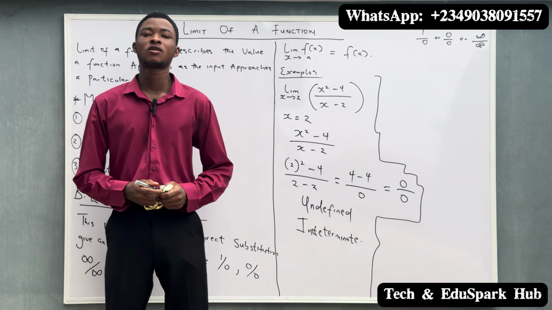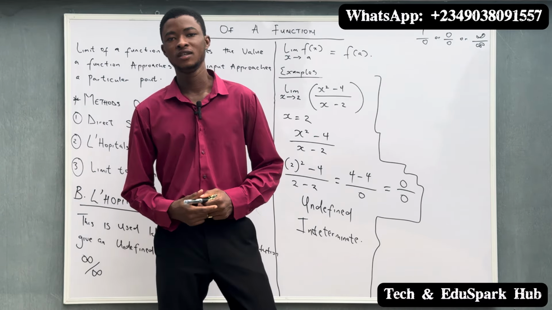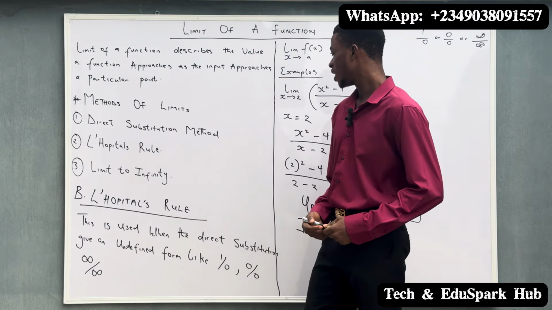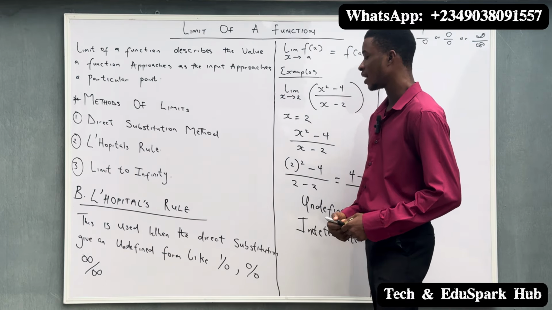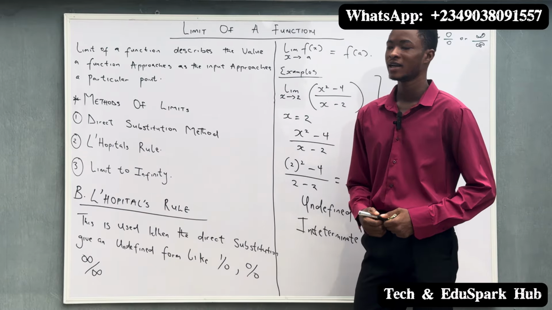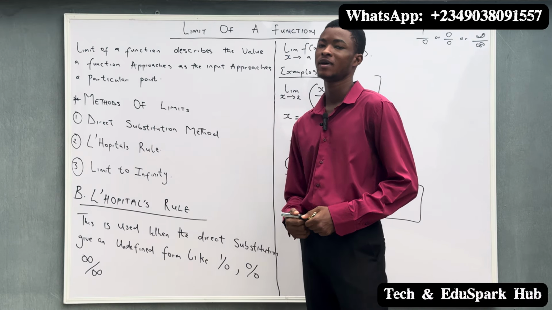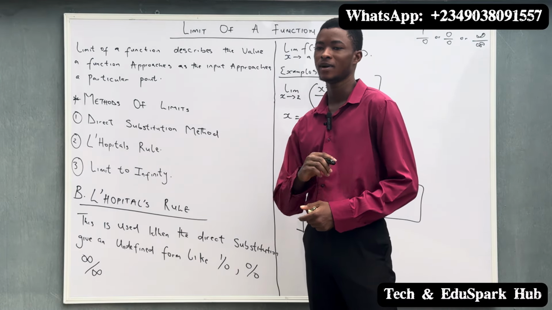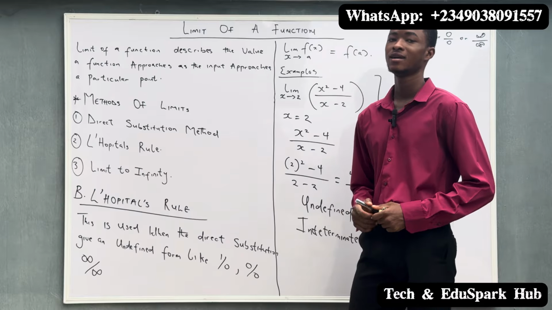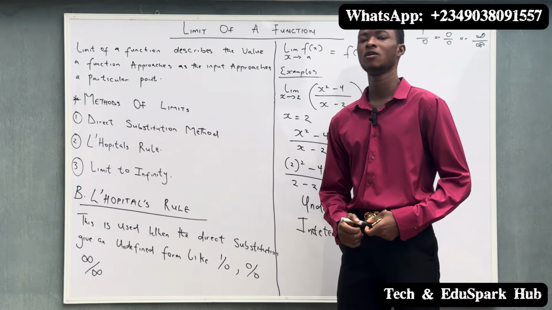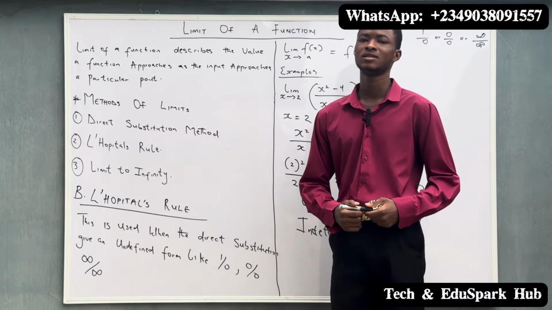Moving to the second method of limit, we have L'Hopital's rule. This is used when the direct substitution method gives an undefined form like 1 divided by 0, 0 divided by 0, or infinity divided by infinity. In this kind of question, when you get anything divided by 0, you are not going to use direct substitution. You are going to use L'Hopital's rule. So how does it work, and what is it about?